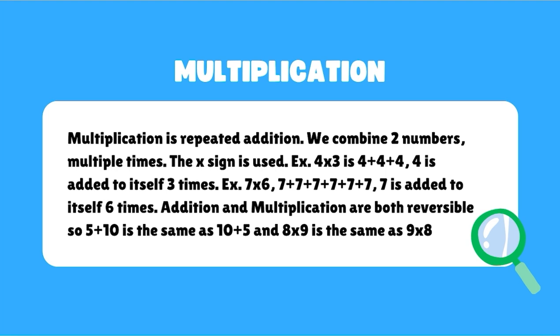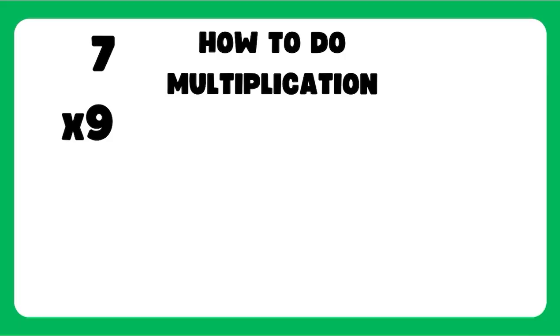What does that mean? 5 plus 10 is the same as 10 plus 5. You can change the digits, you can swap them. It is still the same thing. And 8 times 9 is the same as 9 times 8. So now let's learn how to do multiplication.